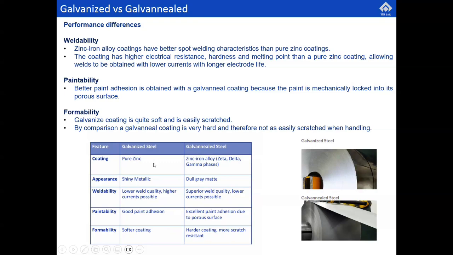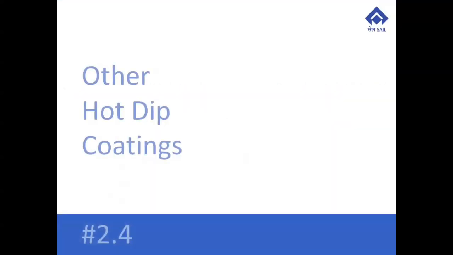You can understand why, because in GI the top layer is pure zinc, and in GA, all the way to the top layer, we have some percentage of iron diffused into the coating.